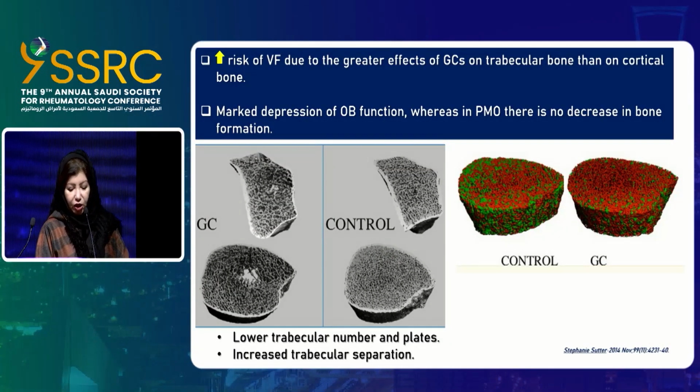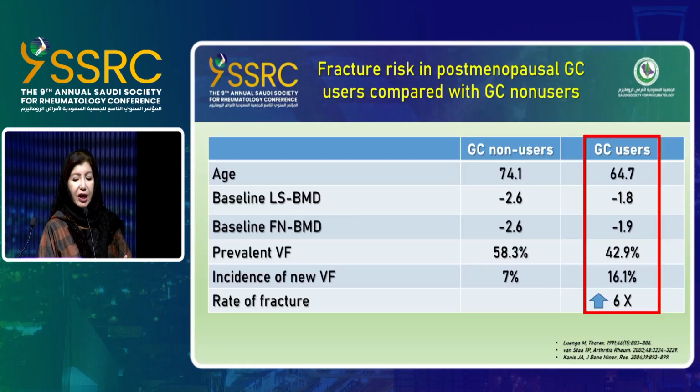If you look at the bone under electron microscopy in these patients, you will see a low trabecular number and plates, and increased trabecular separation. The increased risk of vertebral fracture is because of the greater effect on trabecular bone rather than cortical bone. And there is mainly marked depression of osteoblasts, whereas in the usual primary postmenopausal osteoporosis there is very little decrease in bone formation, but there is activation of bone resorption. So it is not the same mechanism as in postmenopausal osteoporosis.